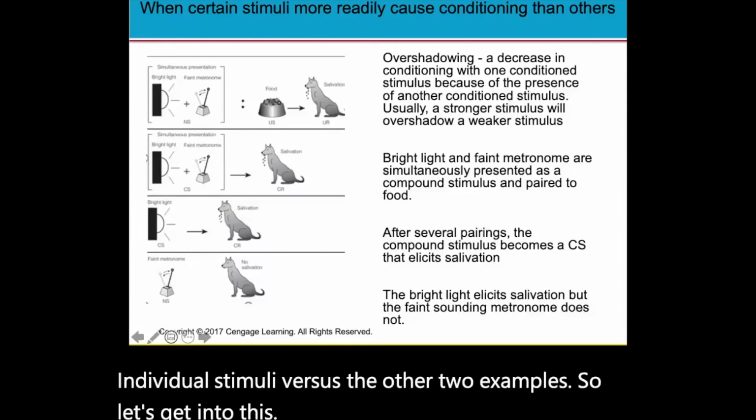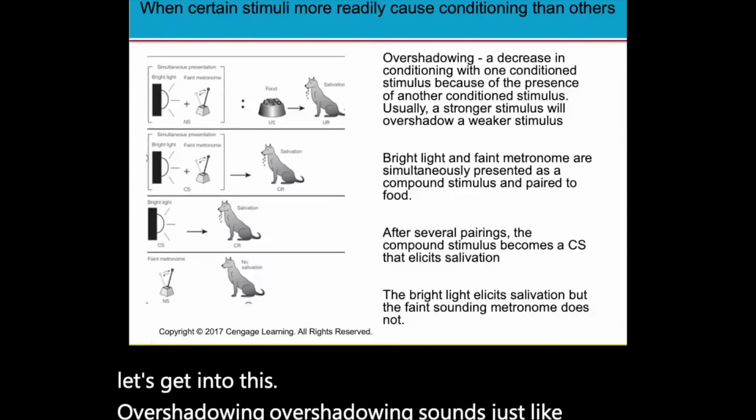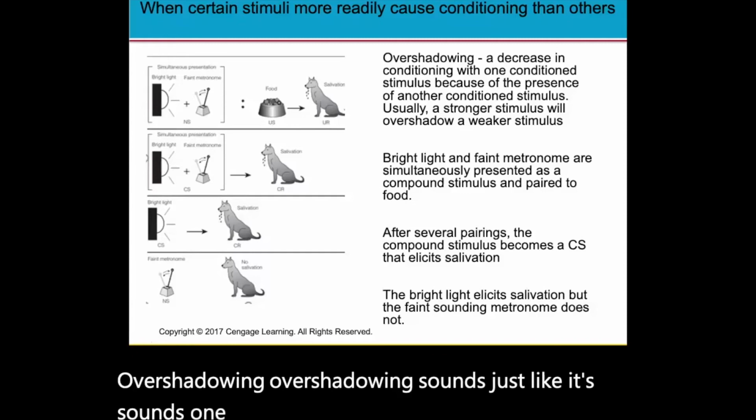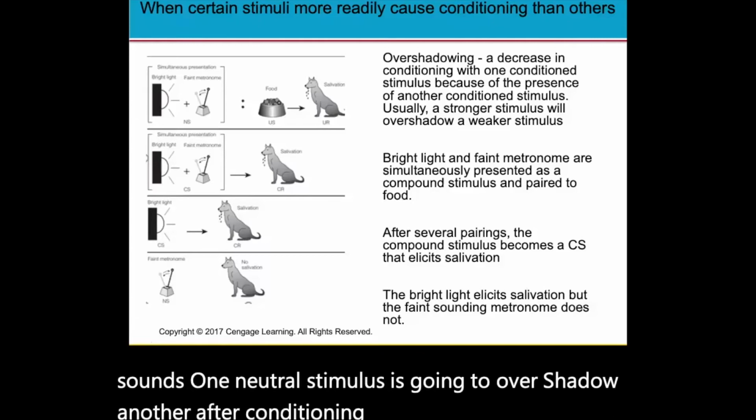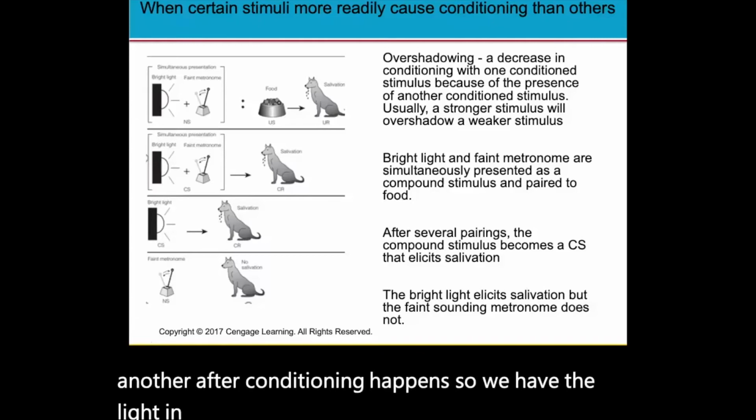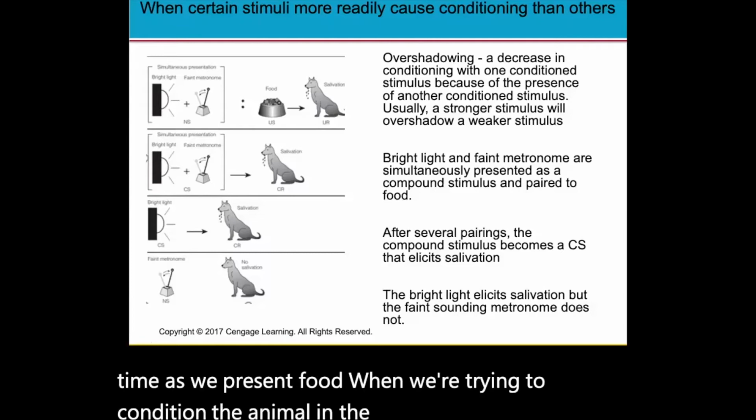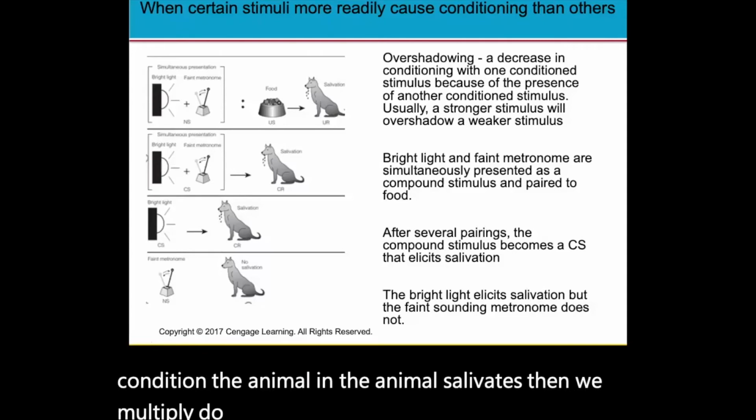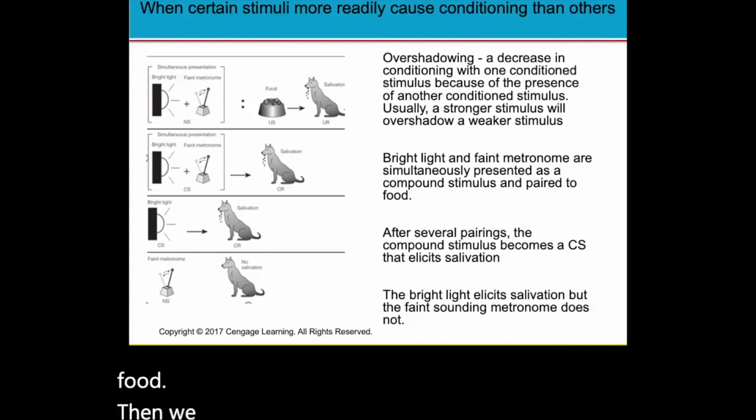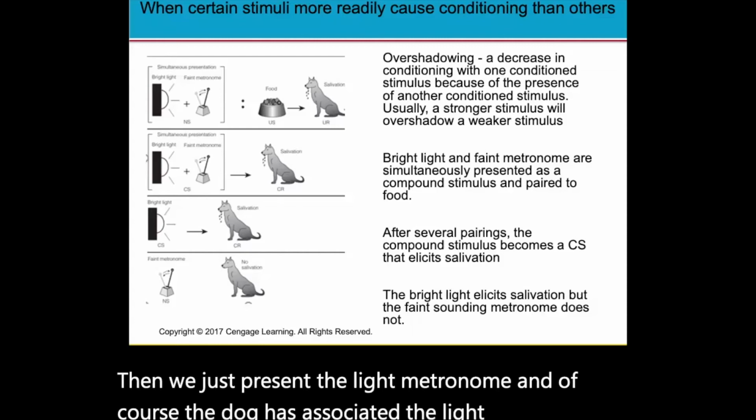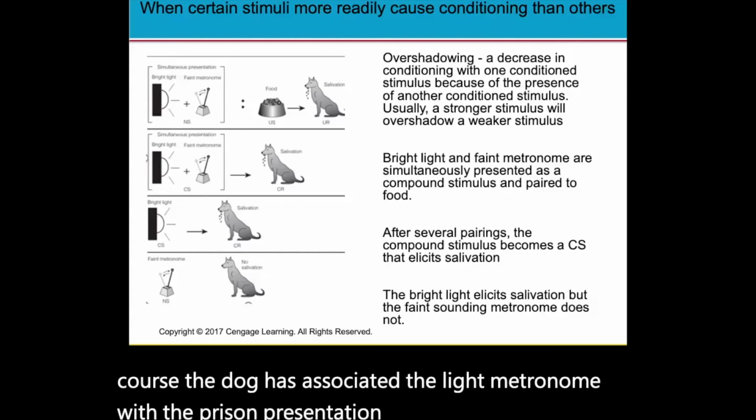Overshadowing sounds just like it sounds. One neutral stimulus is going to overshadow another after conditioning happens. So we have the light and the metronome that are presented at the same time as we present food when we're trying to condition the animal, and the animal salivates. Then we do that multiple times: light, metronome, food, light, metronome, food. Then we just present the light and metronome. And of course, the dog has associated the light and metronome with the presentation of food, so the dog salivates.